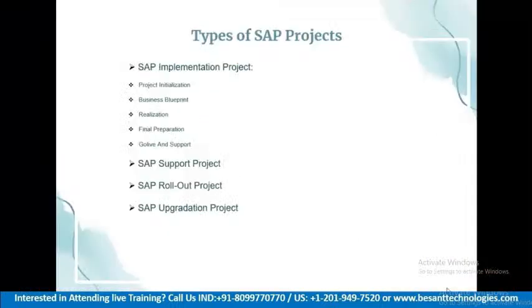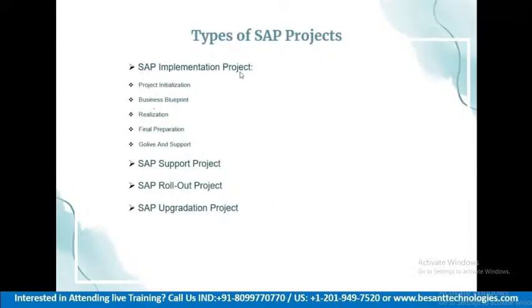So in SAP we have four types of projects. First is the implementation project, and this implementation project has five phases. This is the old implementation strategy. I will share with you the newest implementation strategy later, that is called SAP Run. This is the old SAP strategy. I'll explain this implementation strategy later. The next type of project is the SAP support project. And then the third one is the SAP rollout project, and the fourth one is the SAP upgradation project.